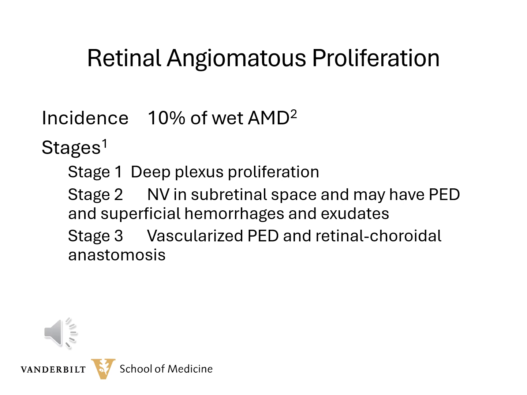To summarize, retinal angiomatous proliferation occurs in about 10% of patients who have wet age-related macular degeneration. Dr. Yannuzzi has described different stages. The first one is proliferation of abnormal blood vessels in the deep retinal plexus. Stage 2, the neovascularization grows into the subretinal space, and they may have a pigment epithelial detachment, superficial hemorrhages, and exudates, and that is the example that we just showed. Stage 3 is a vascularized pigment epithelial detachment with retinal choroidal anastomosis.